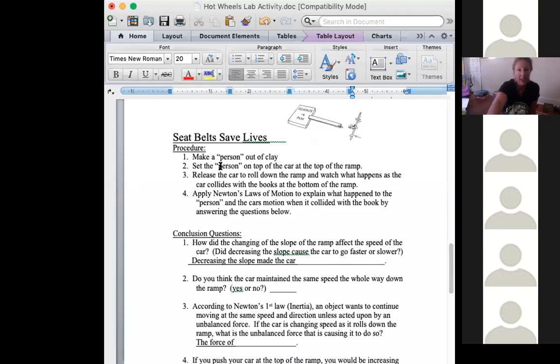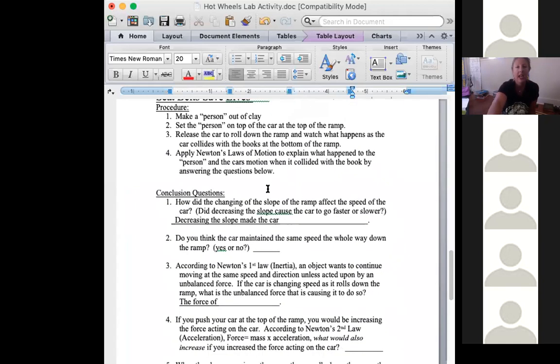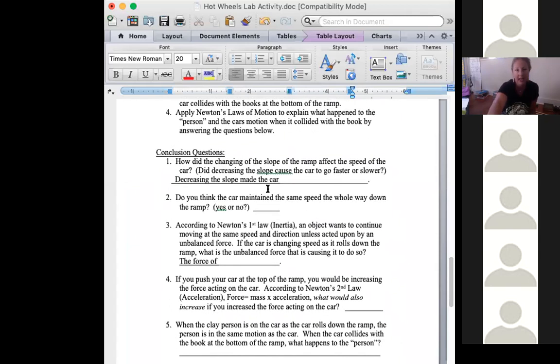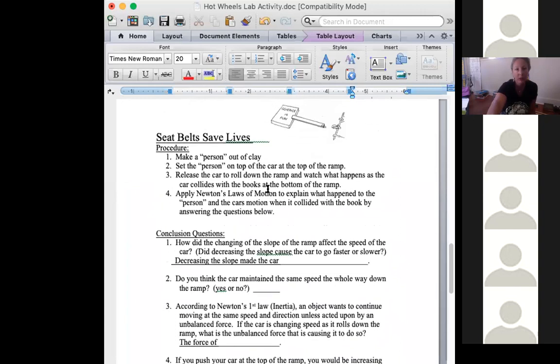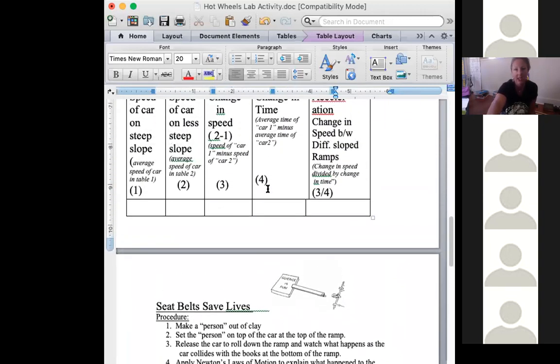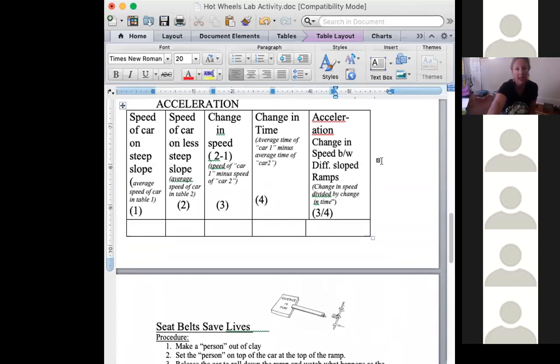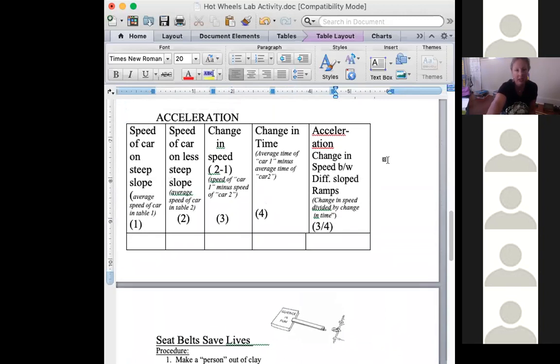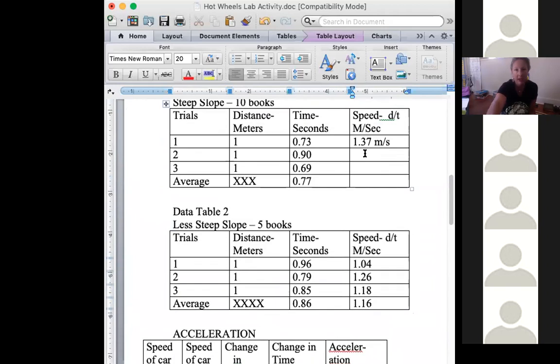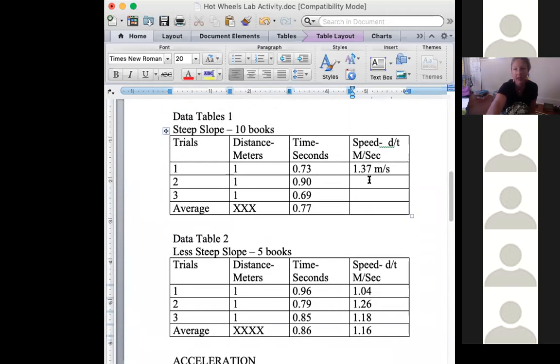All right, so going back to looking at our lab report here that you're going to be turning in on Friday. So we just did here the seatbelt saves lives. And you have some questions here that you have to answer. So we've just got a couple more minutes. So I'm not going to do all these questions with you, but we do need to look at our acceleration here. So we need to actually come up with these couple numbers right here in data table 1 in order to do our acceleration. So let's take a look at that.